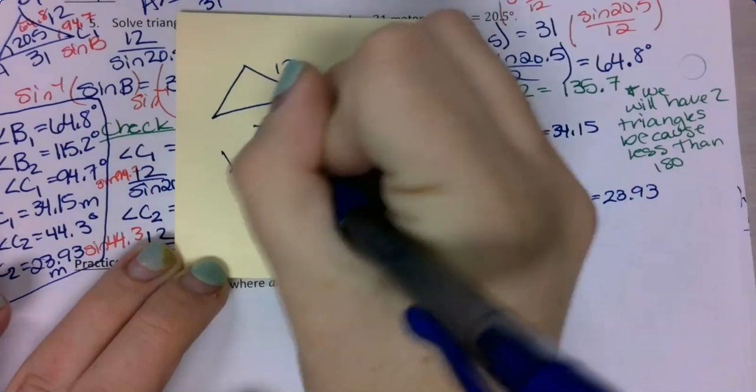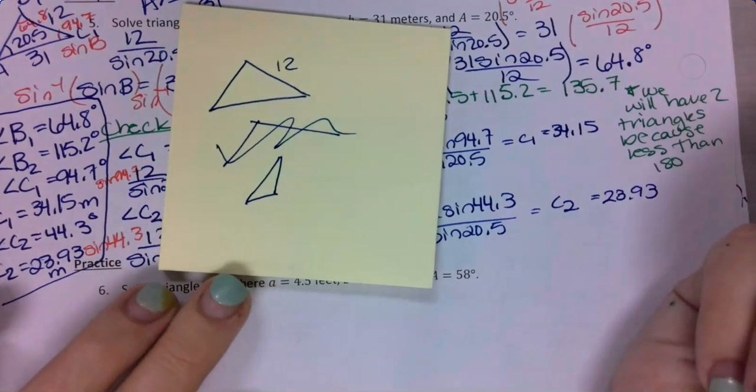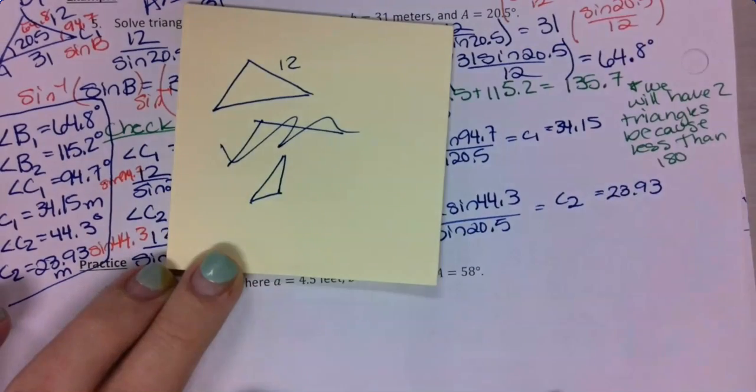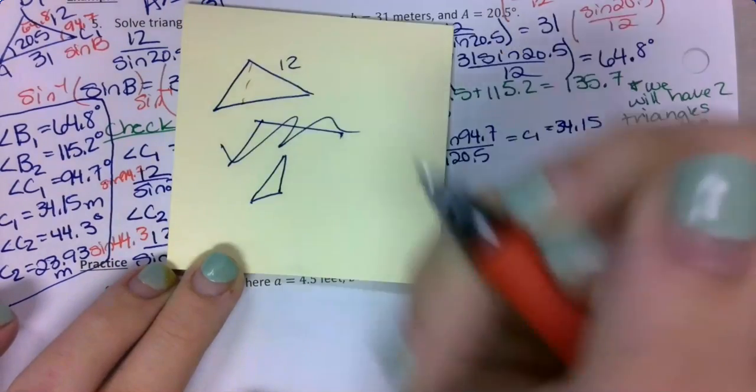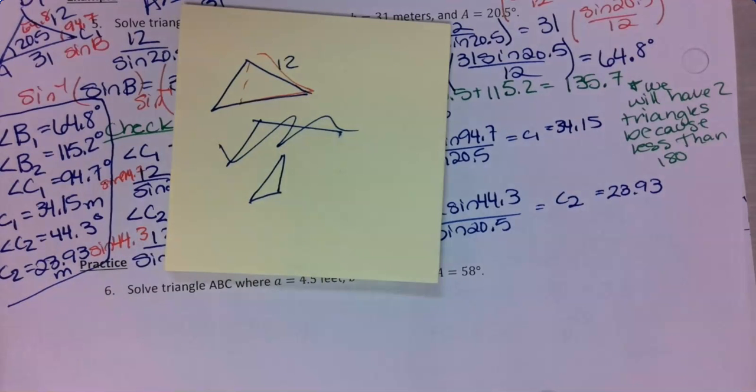Nope, I did not mean to draw the exact same triangle. Like that. It's because this inside triangle right here, from here to here, is an acute triangle inside, so that's what allows me to have two triangles on this specific one.